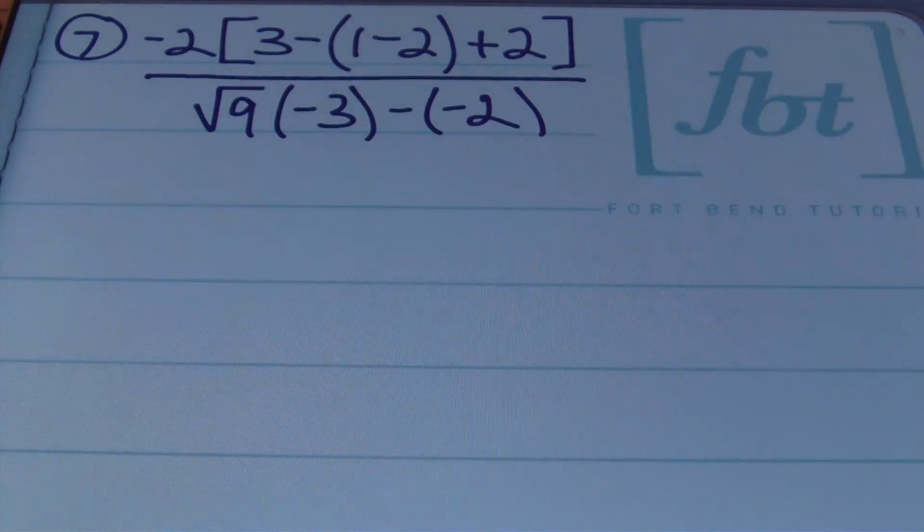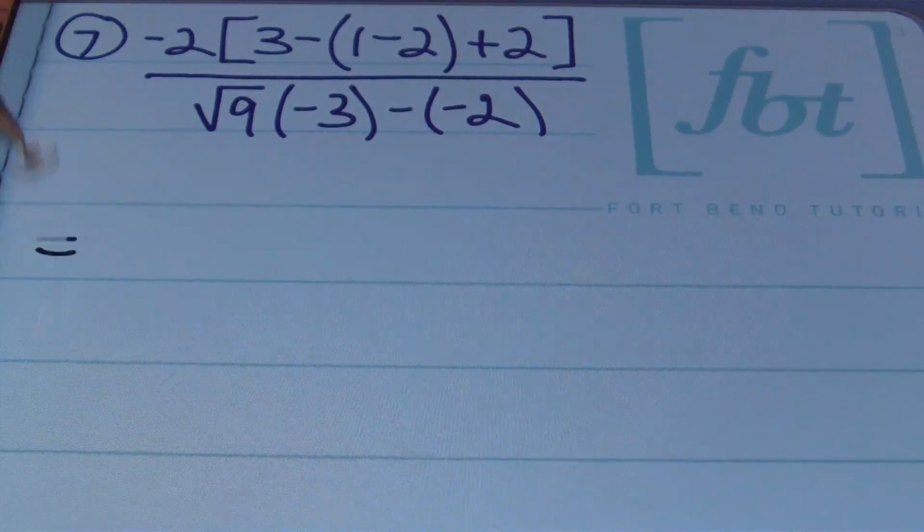Problem number 7. We have negative 2 times the quantity of 3 minus the quantity of 1 minus 2 plus 2, all divided by the square root of 9 times negative 3 minus the quantity of negative 2. That was a lot to say.